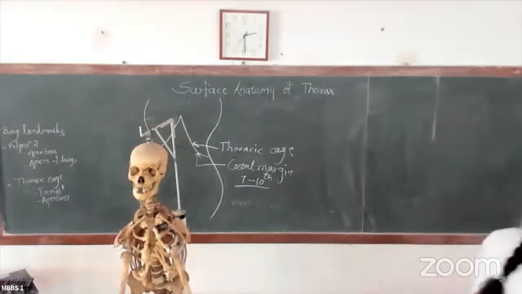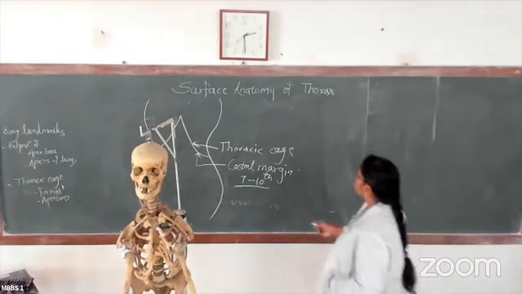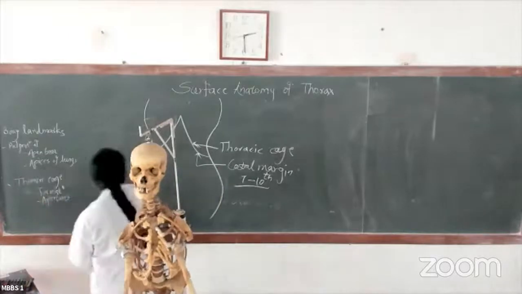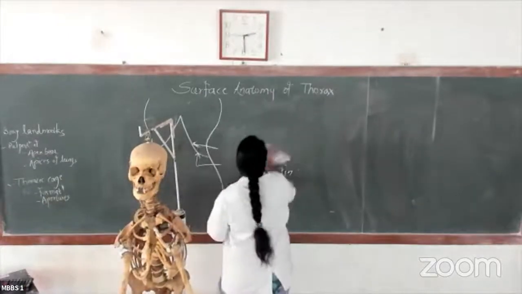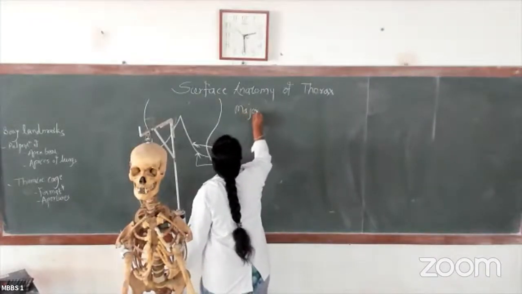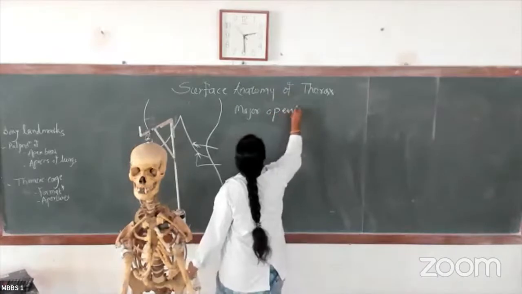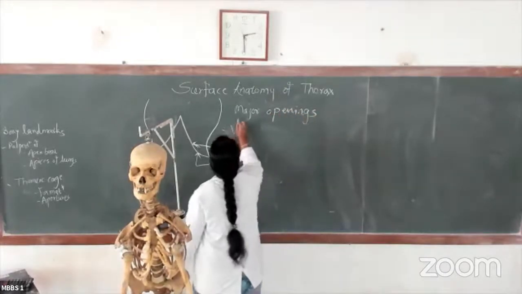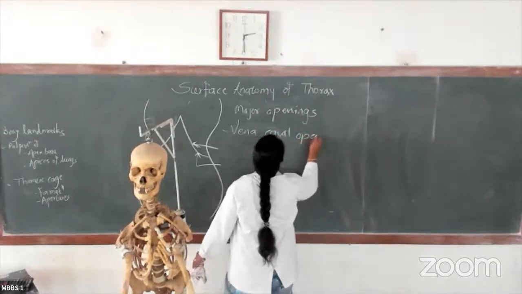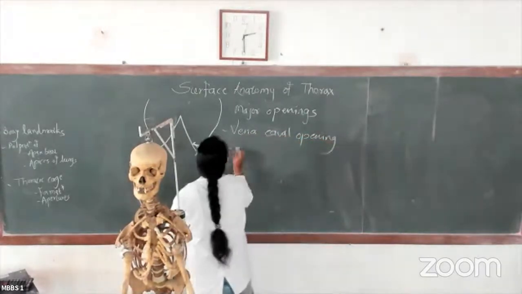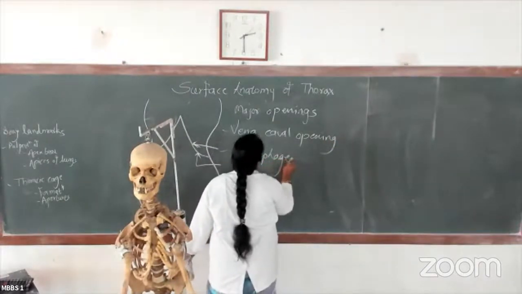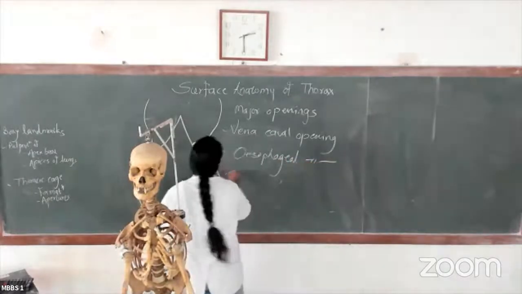diaphragm. There are 3 major openings in the diaphragm. First is the vena cava opening. Second, esophageal opening. And third is the aortic opening.